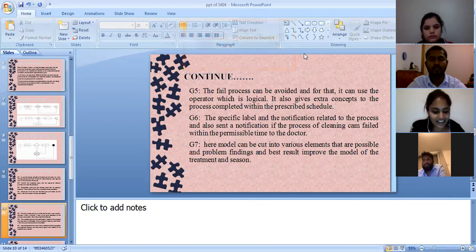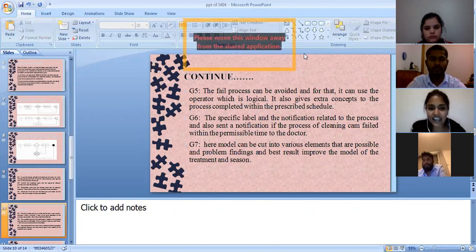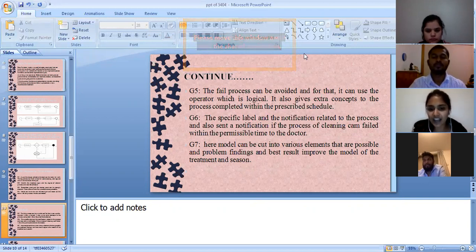So next, the sixth guideline is to label the elements. We will use the verb-object style for activity labels. So we will specify the labels, and notifications related to these processes are generated, like what treatment he will need, like the process of cleaning failed, or whether the doctor permitted him to do that or not.